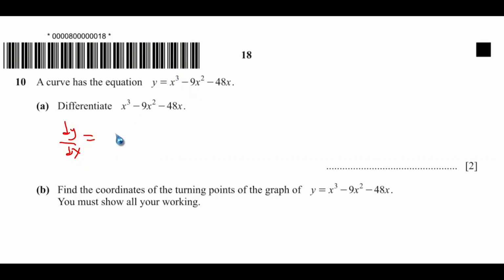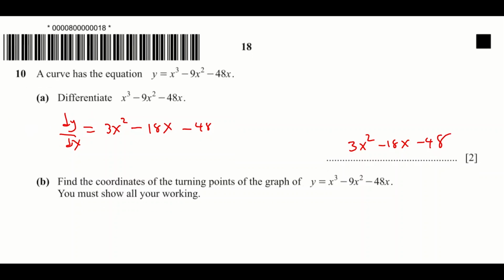This will be 3x, then 3 minus 1, that will be 2. Then 2 times minus 9x, that will be minus 18x. Then 2 minus 1 is 1, then 1 times minus 48, that is minus 48. Then 1 minus 1 is 0, so x to the power of 0 is 1. So this will be the derivative: 3x squared minus 18x minus 48.